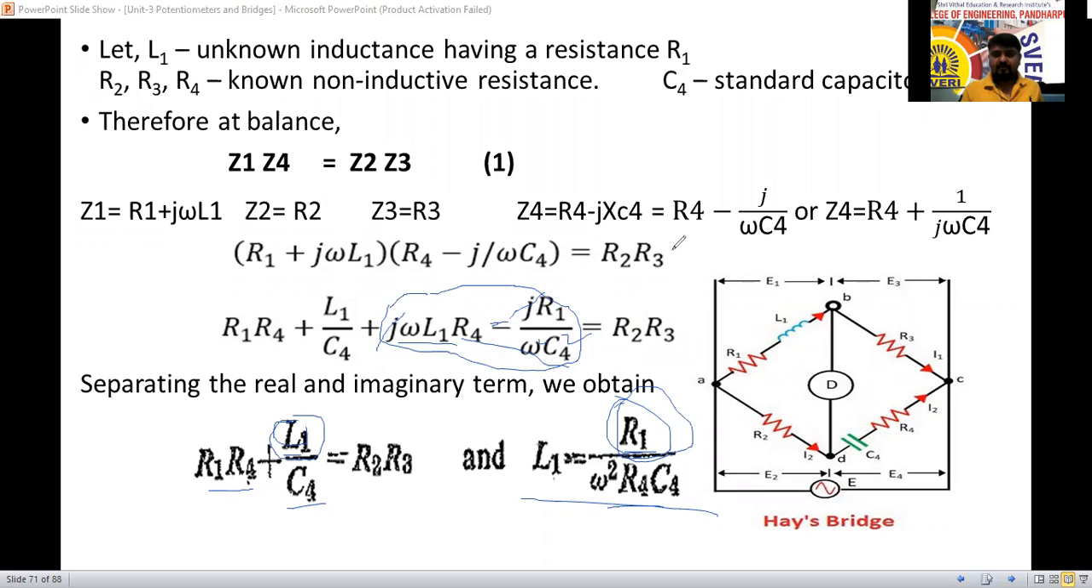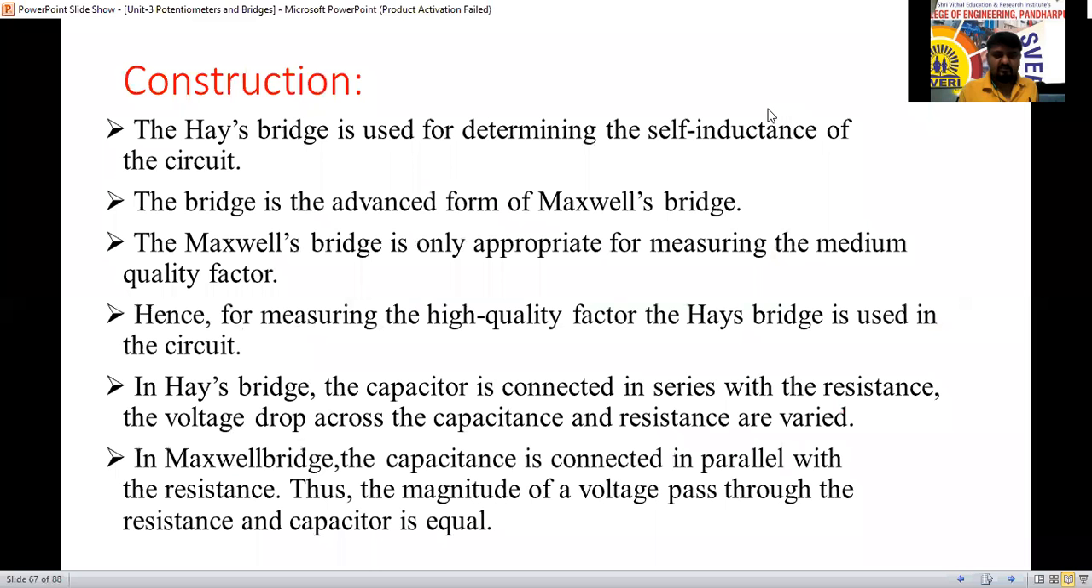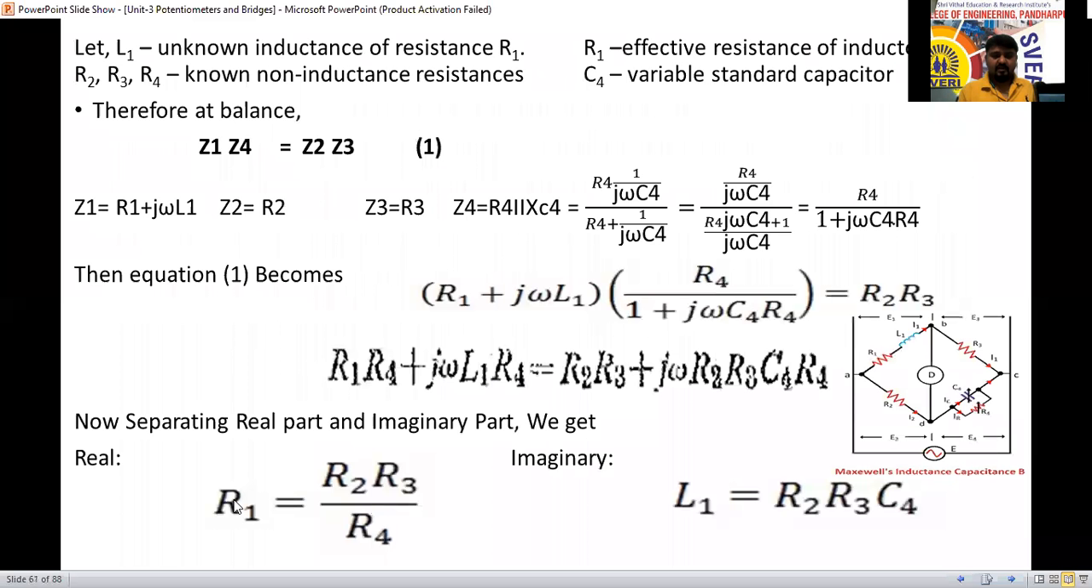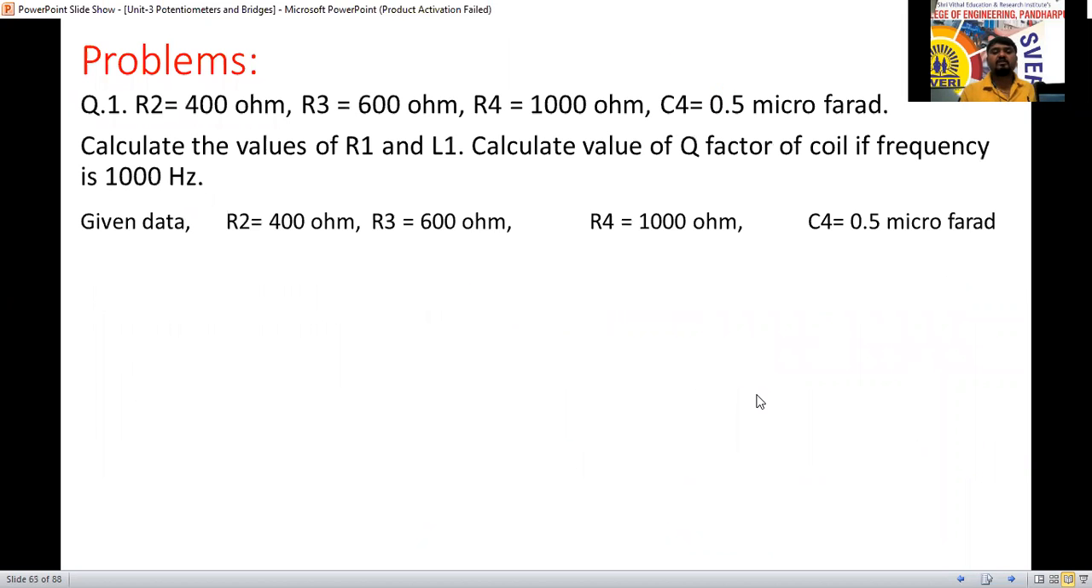Is it correct or not? The previous equation I will show. Just a minute. I'll show the Maxwell inductance circuit. You can check that one. This final equation you can check. See here, this one. Is there any L1 term here? No. Here the R1 term is there. Is there any R1 term? No. Both the equations are independent of each other, but here we got dependent equations.